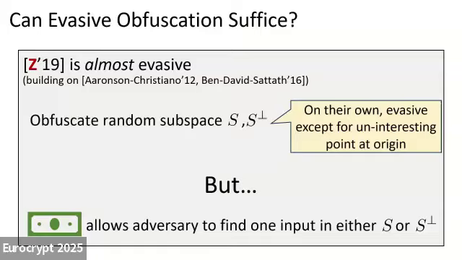However, I kind of lied. And the reason is that while the obfuscations on their own are evasive, you're not given just the obfuscation. You're actually given this banknote as well, right? The adversary actually sees the banknote in the system. And the banknote actually is this quantum state that is a superposition over S, or you can massage it into a superposition over S perp. And what this does is it actually allows the adversary to find a non-trivial vector in one of these two subspaces. So technically, the prior construction cannot use evasive obfuscation, but it seems very, very close.